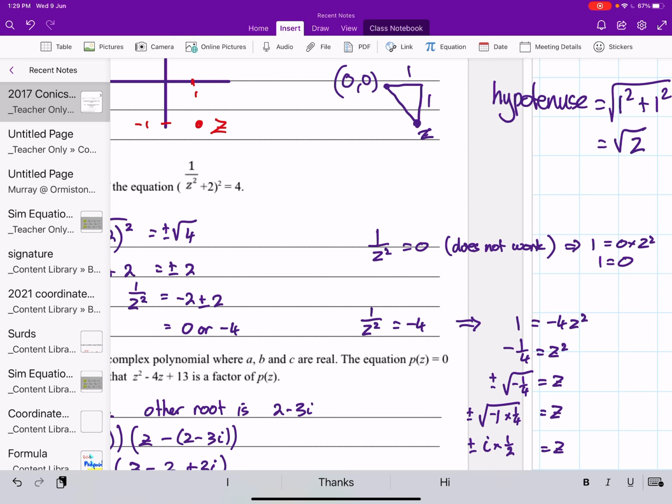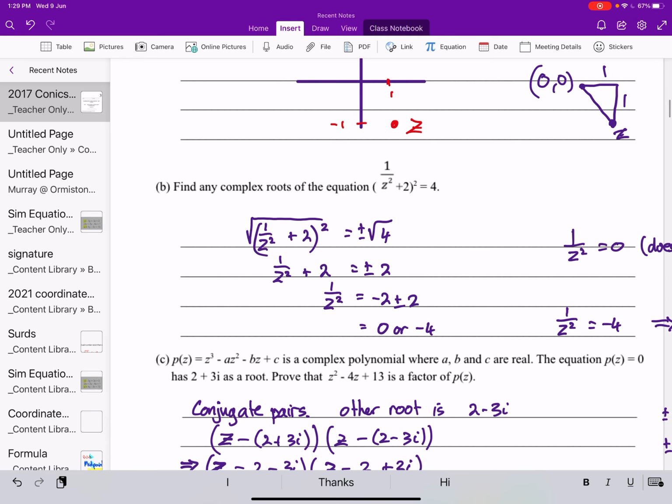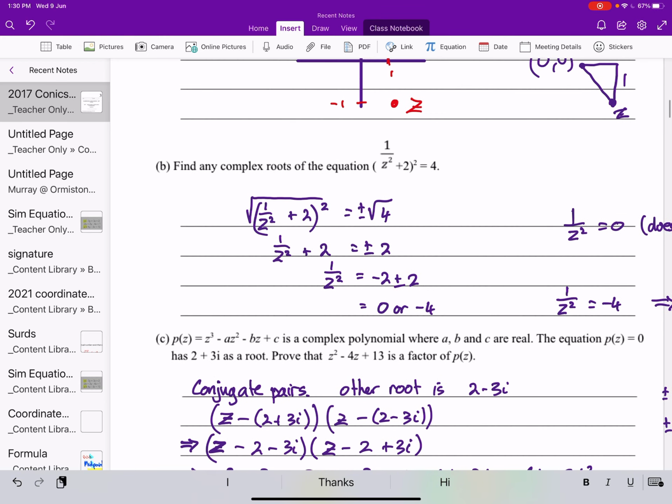So there are your factors. You've solved the equation there. Those are the complex roots. For question C, these must come in conjugate pairs. So you've got 2 plus 3i, the other one is 2 minus 3i. So what we do is we put z minus 1 root, z minus another.